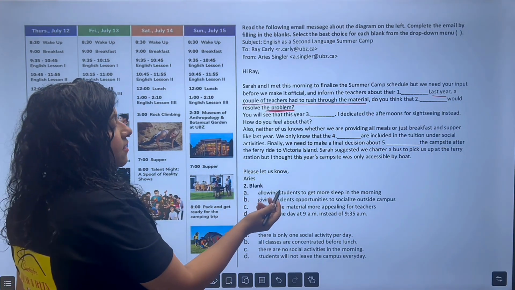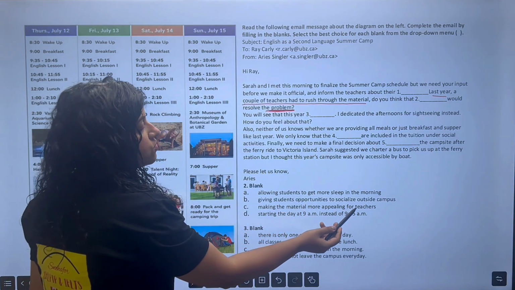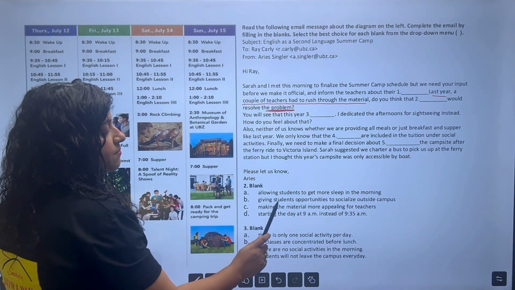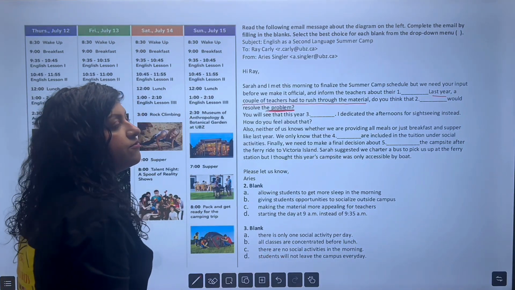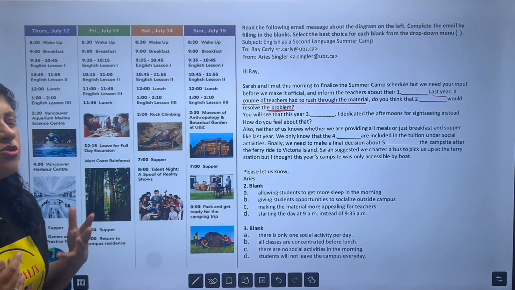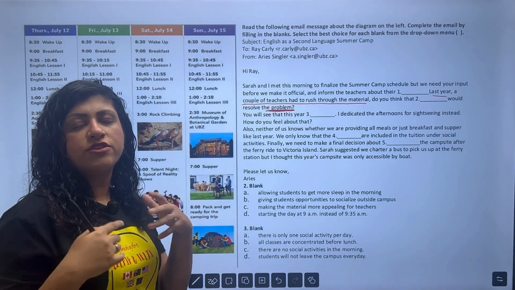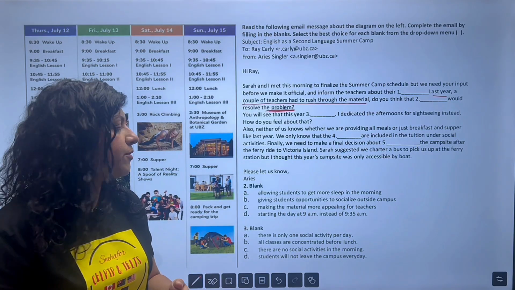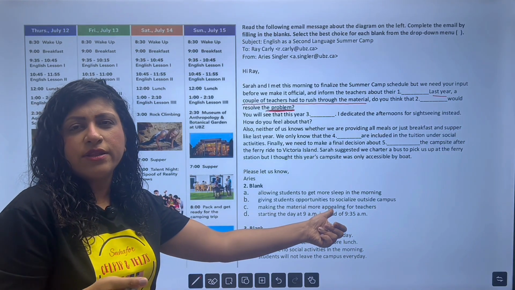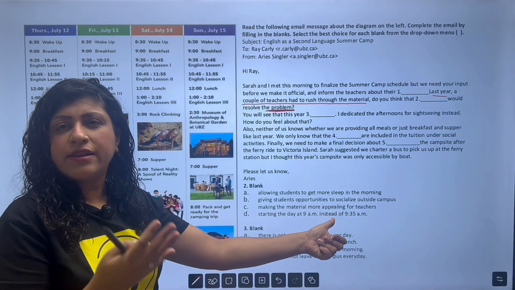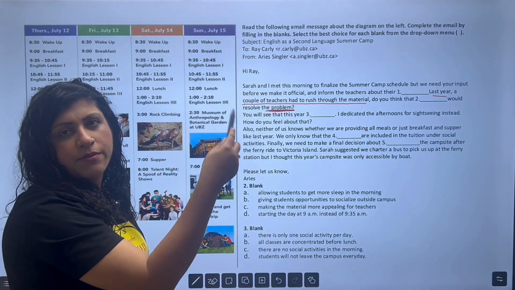So is it allowing students to get more sleep in the morning, giving students opportunities to socialize outside campus, making the material more appealing for teachers, or starting the day at 9 a.m. instead of 9:35 a.m.? Now, again, think logically. If you want to make sure that teachers do not have to rush through the material, what will you be doing? Will you be allowing students to get more sleep in the morning? If students get more sleep in the morning, that means classes are going to start late, and that is actually contradictory. That will add to the problem rather than resolving it.